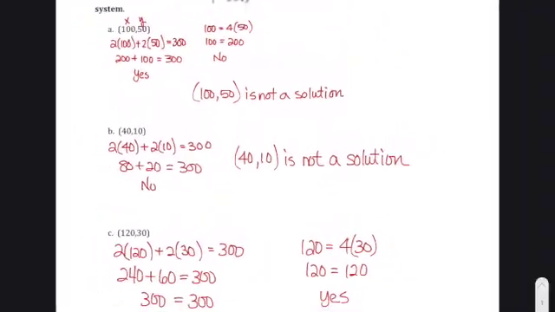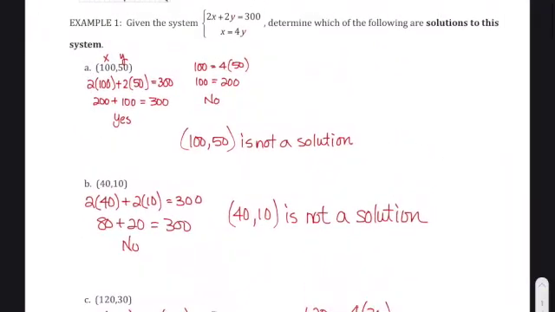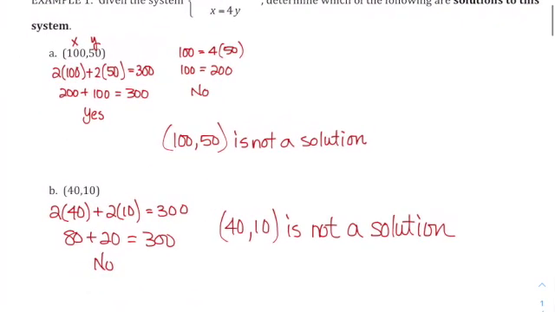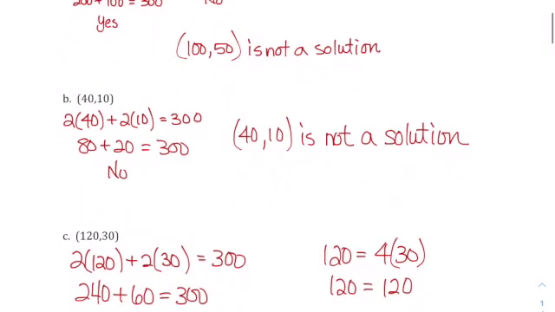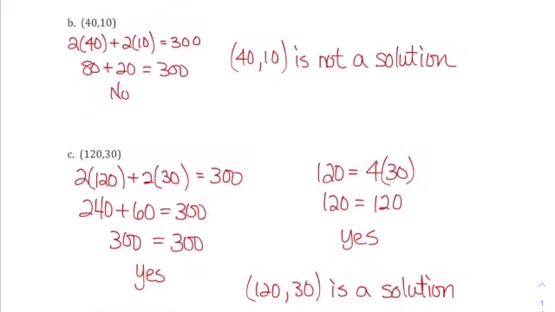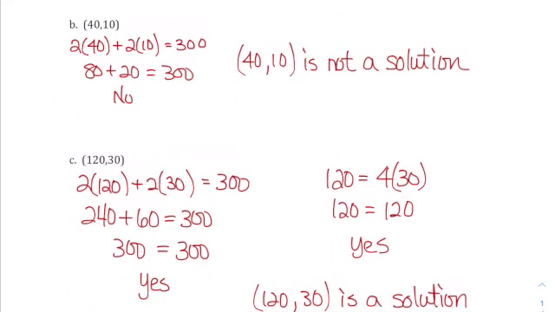So here's the answer for letter B and C. Now notice letter B, after you plug in the first equation, you already got a no. You can stop right there because if it's already not a solution, there's no reason to check the next equation. So that's why I only check one. But for C, the first one is yes, so I have to check a second equation. And the second one is also yes. Therefore, it's yes for both equations. So 120 and 30 is a solution to the system above.